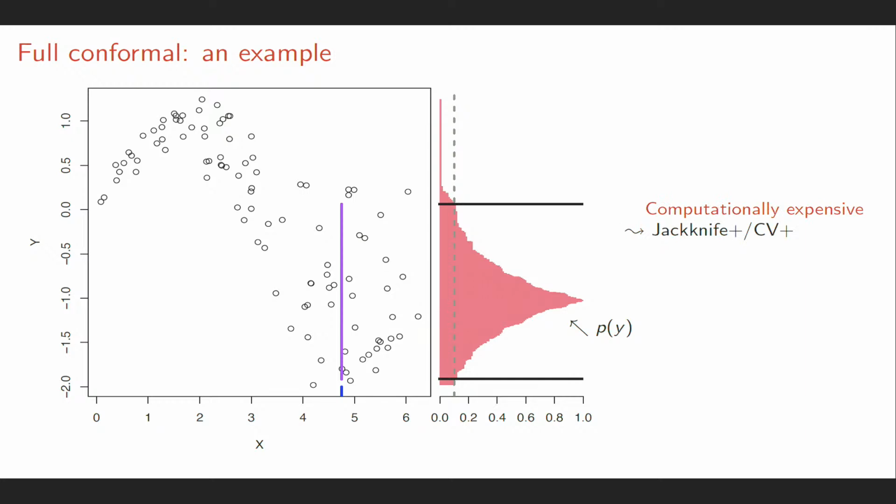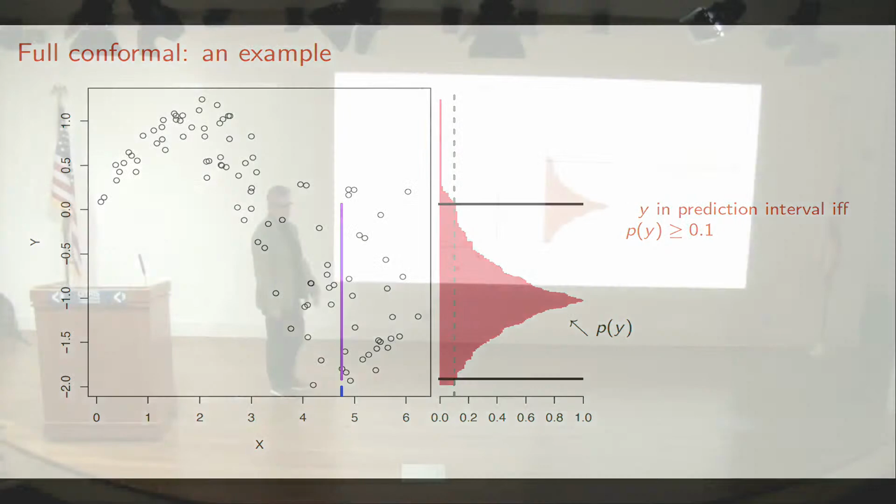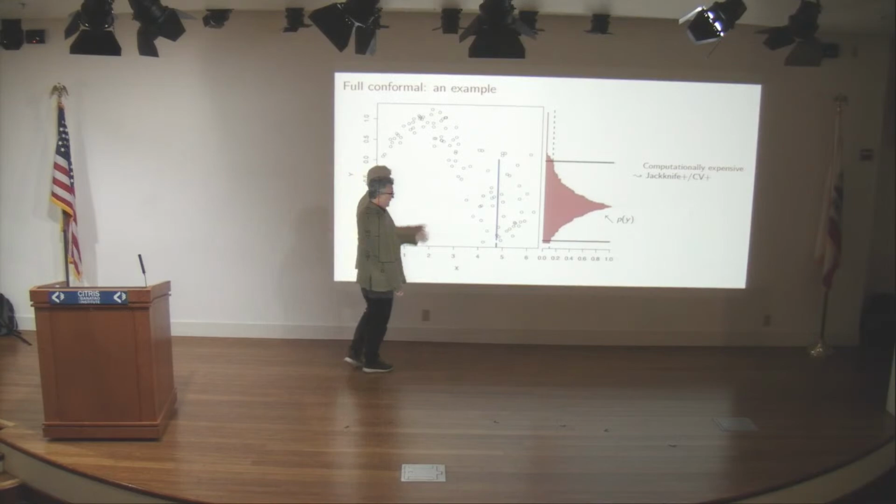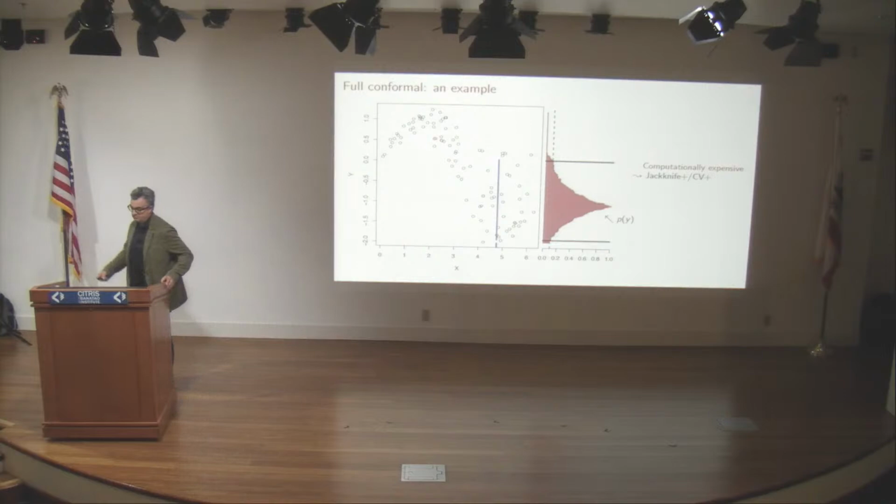First of all, this is computationally very expensive, and that's why people don't really use this stuff. It's because each time you propose a value, you have to refit the model, and so think about fitting neural nets. That's going to be a bit expensive, and that's why we have this alternative, which is really attractive, the Jackknife Plus and the CV Plus, but I won't talk about it.